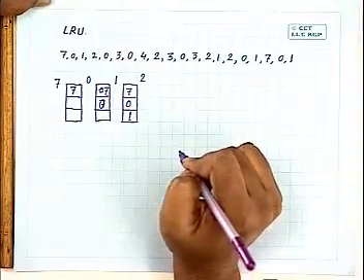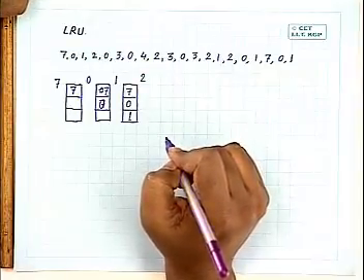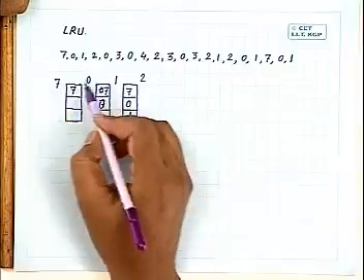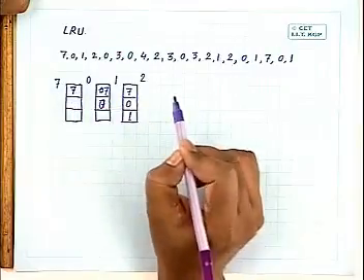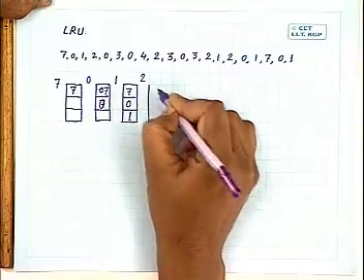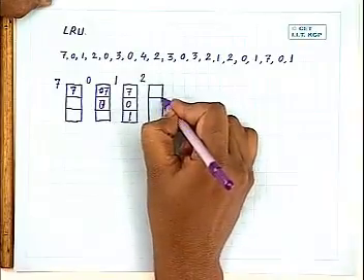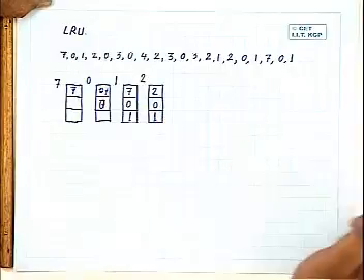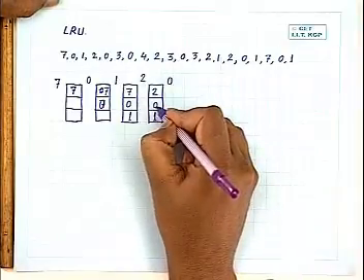Next time when 2 is referred, I don't have any free frame, so I have to replace one of the frames. In this case, the frame which is least recently used will be replaced. Out of these 3 pages, page number 1 is the most recently used, whereas page number 7 is the least recently used. So we will replace page number 7 with page number 2, and incidentally in this case it becomes identical with FIFO. The situation remains like this, that is 2, 0, 1. Next time when 0 is referred, it is available in the main memory, so there is no page fault.